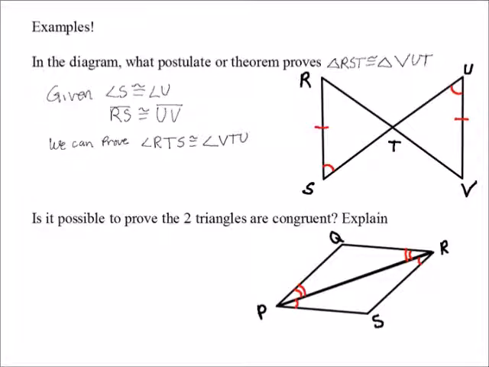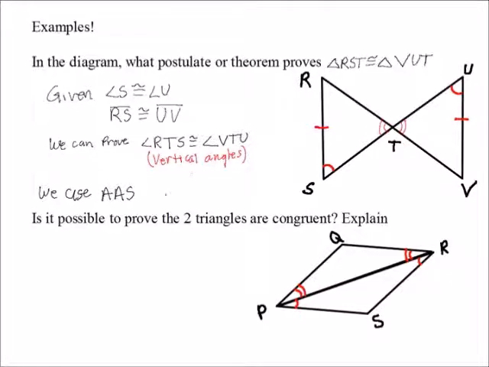And why can we prove that? Why can we say that this angle is congruent to this angle? Because of vertical angles. Remember I told you vertical angles are congruent. So we can prove that these two angles are congruent. Well, what do we have? We have angle, angle, side. So we can use angle, angle, side.